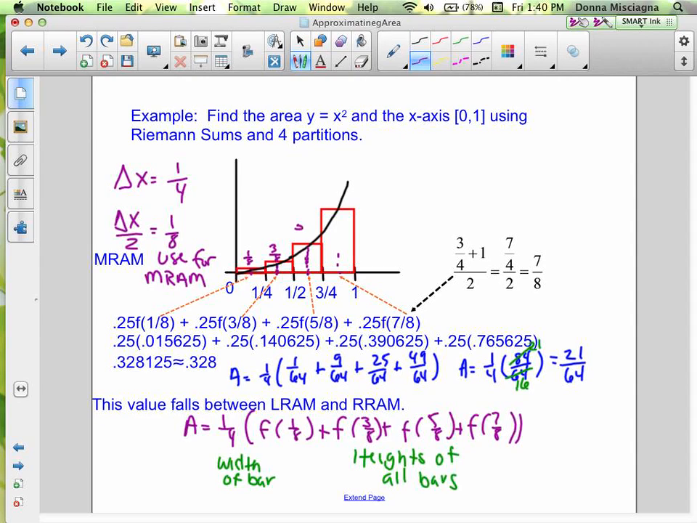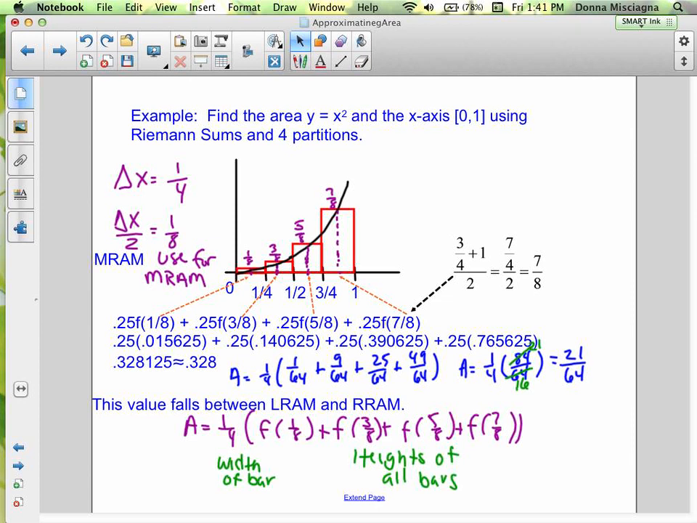Right, and that would be 5/8, and then here, halfway between 3/4 and 1, going up by 1/4 each time, this would be 7/8. All right, and then that's what you plug in. So we multiply the change in x, which is the width of the bar, times the heights of all the bars. So f of 1/8 plus f of 3/8 plus f of 5/8 plus f of 7/8. Right? And when you plug those in, you get the value written up above there.